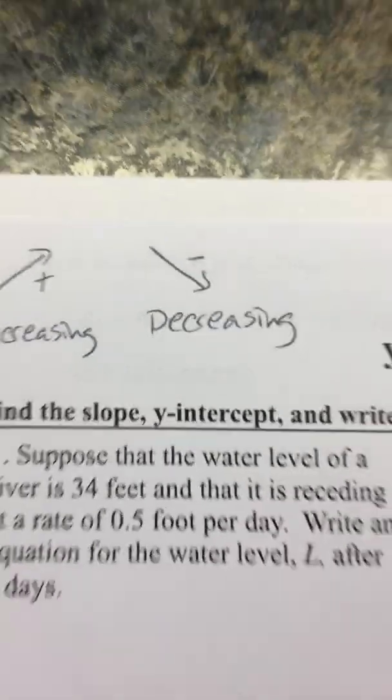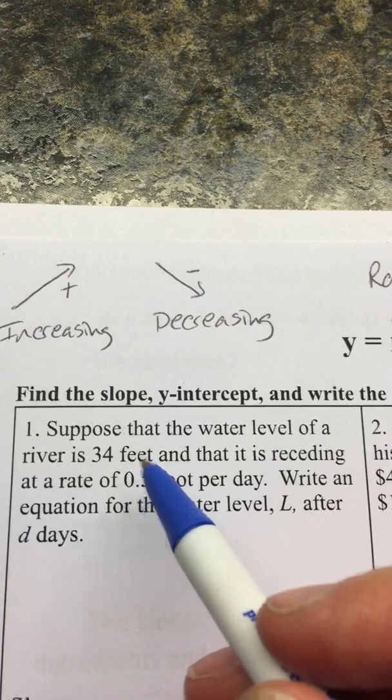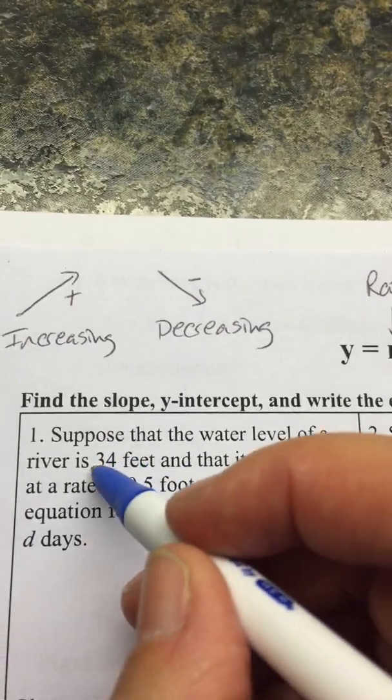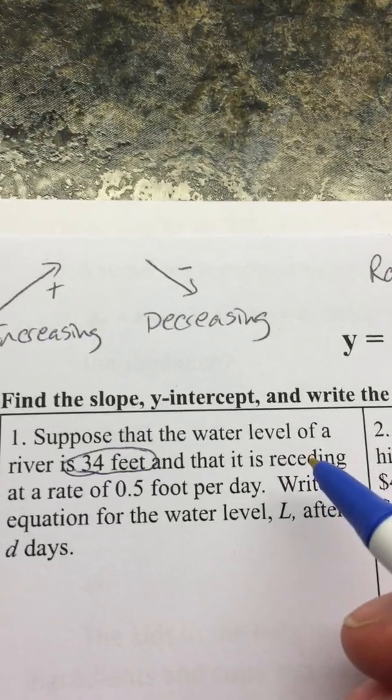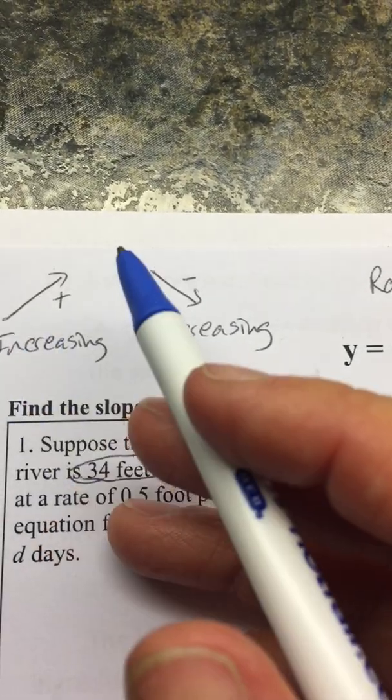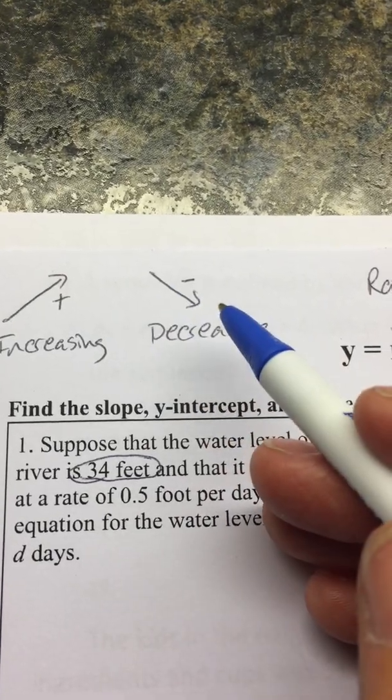All right, so here we go. Suppose that the water level of a river is 34 feet. So that's what it is right now. So that's going to be my starting amount. That's my y-intercept. And it is receding. If it's receding, is the water rising or is the water coming down? Receding is coming down, so it's going to be a negative slope.